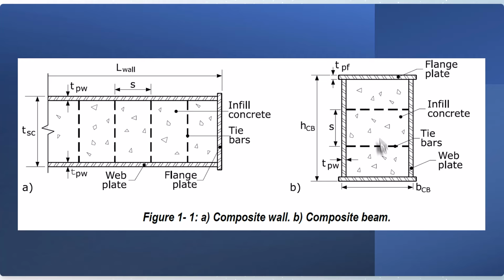Also, composite beams may be employed to connect one or more wall segments. These beams are also typically constructed as composite sections with steel plates filled with concrete, as illustrated in Figure 1-1B.